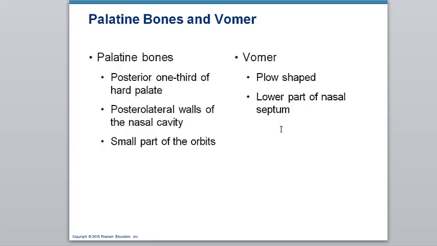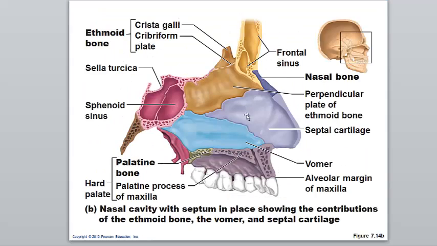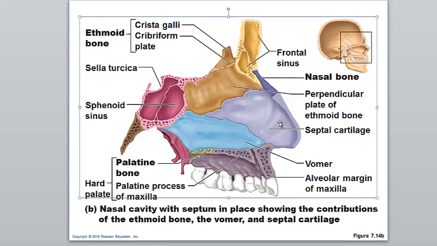Now let's look at the next bone, which is the vomer. Vomer is interesting. So here is the septal cartilage that you can wiggle your nose with, right?